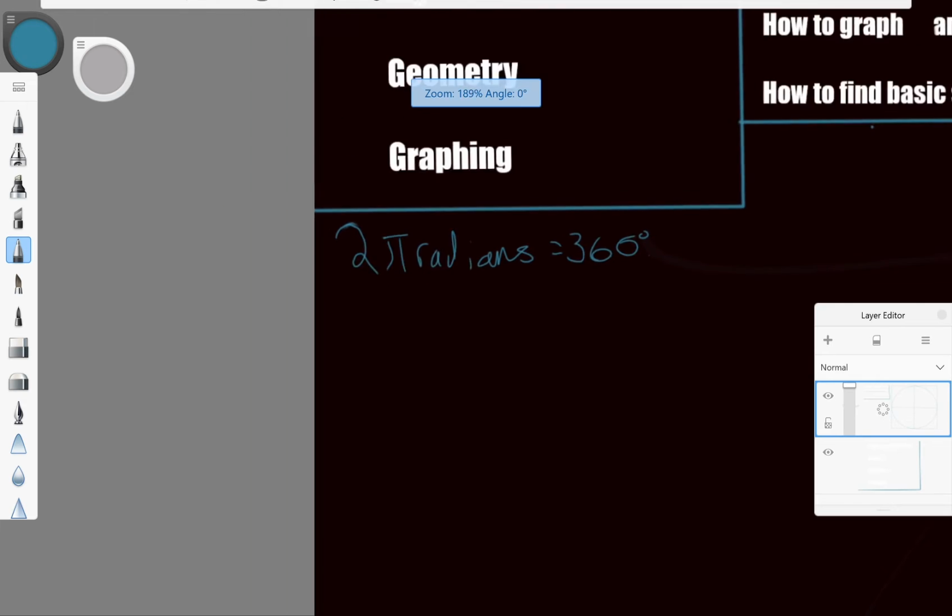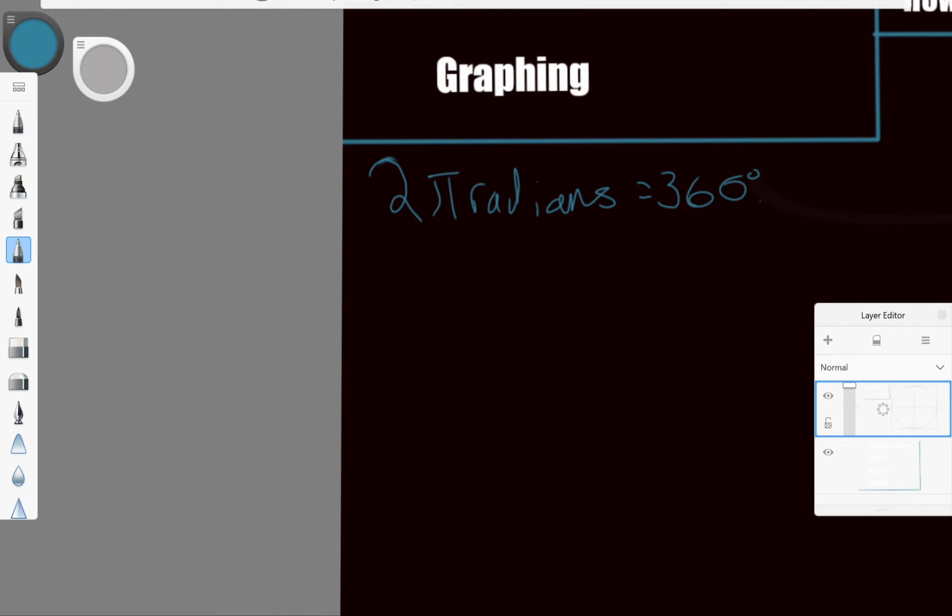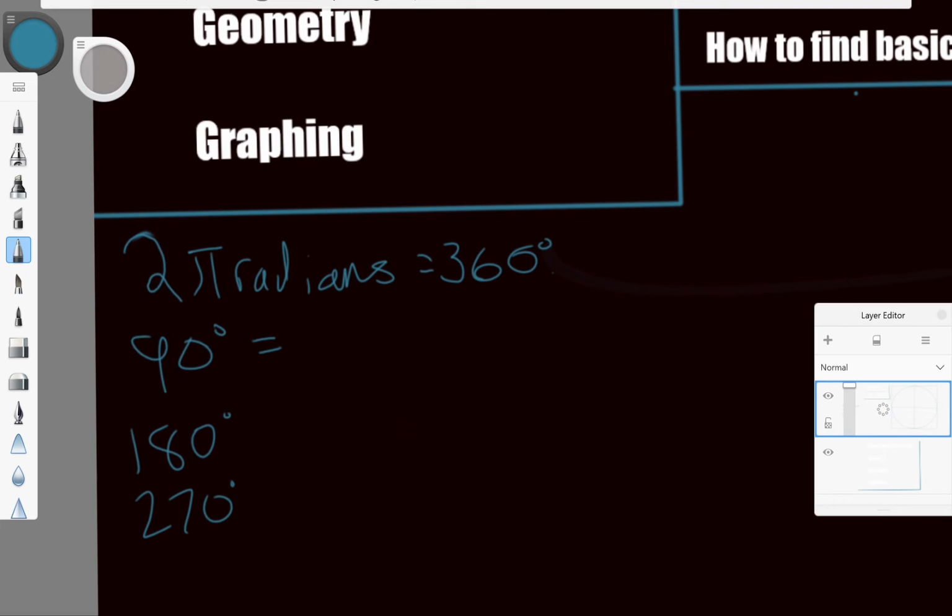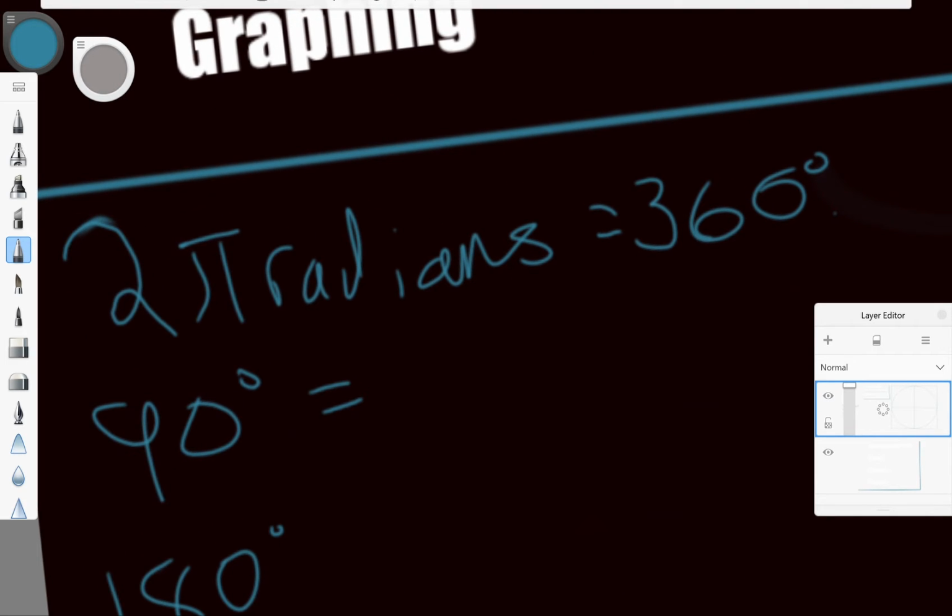Now let's calculate some basic values, right? Let's go every fourth. So 90, 180, 270. Right? Let's start with that. 90 is 360 divided by 4, right? So we're dividing by 4 on this side to get to 90 on this side. We divide on that side. 2 pi over 4 radians is equal to 1 pi over 2. So pi over 2. Pi over 2 radians. I'll just write RAD for that.